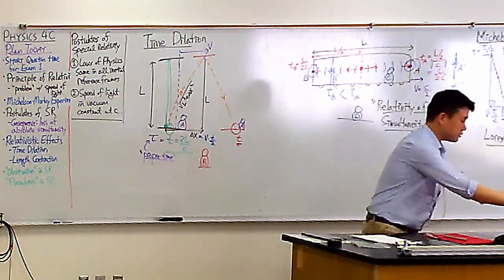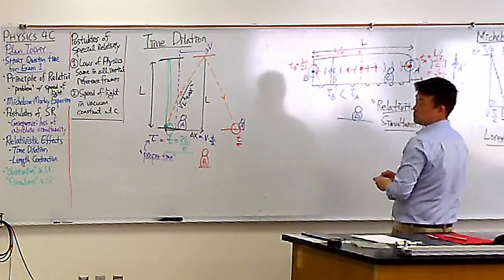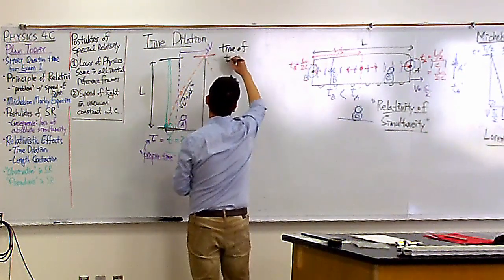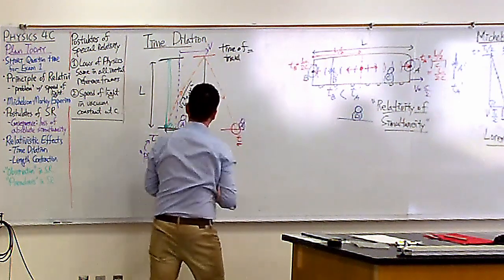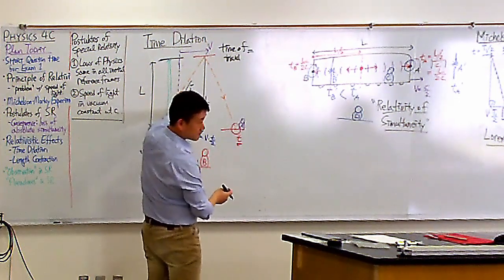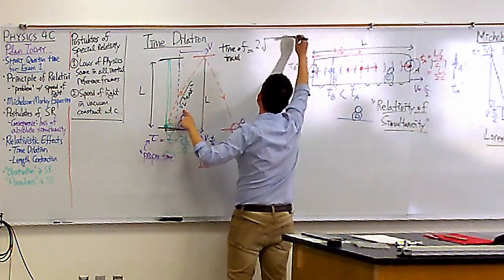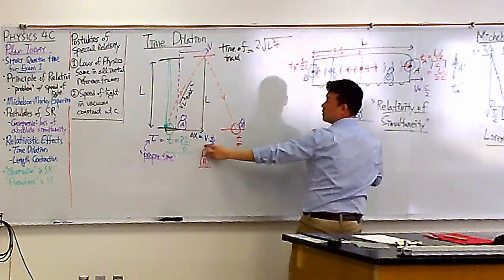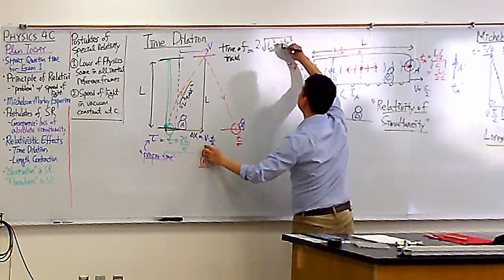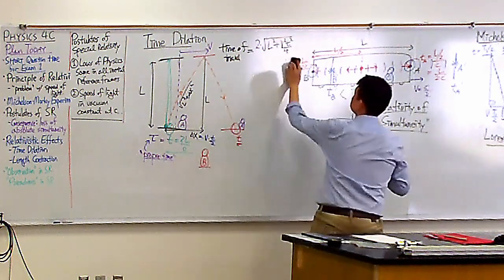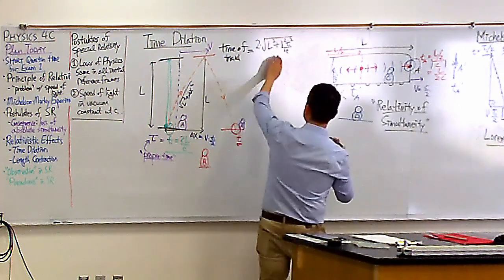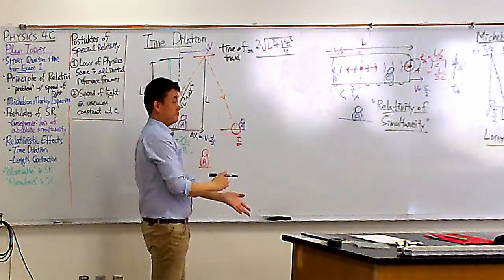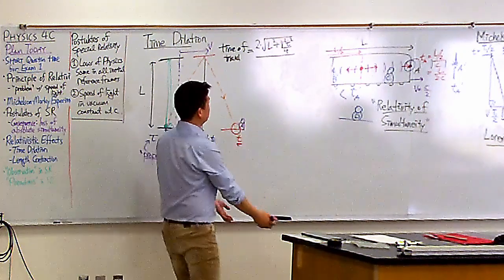Okay? So the algebraic expression is the time of travel is equal to the distance. That would be twice this distance, square root of L squared plus delta x squared, which is v squared t squared over 4, distance traveled divided by speed. What's the speed? C. Speed of light is always c.